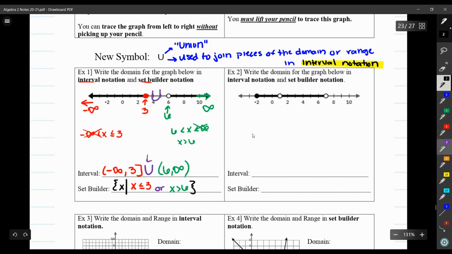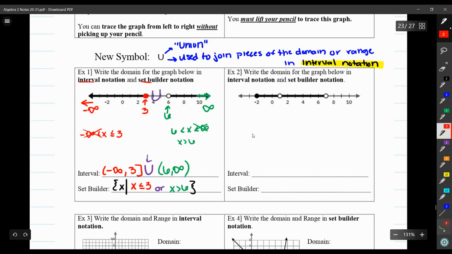Let's look at number 2. Number 2 is in fact a piecewise graph, and the reason is that it's not everything between -2 and 7. If we look, I have to start at -2, jump over that open circle, and then continue on to 7. So we have to skip a number. It's not a whole section, but we are skipping something.